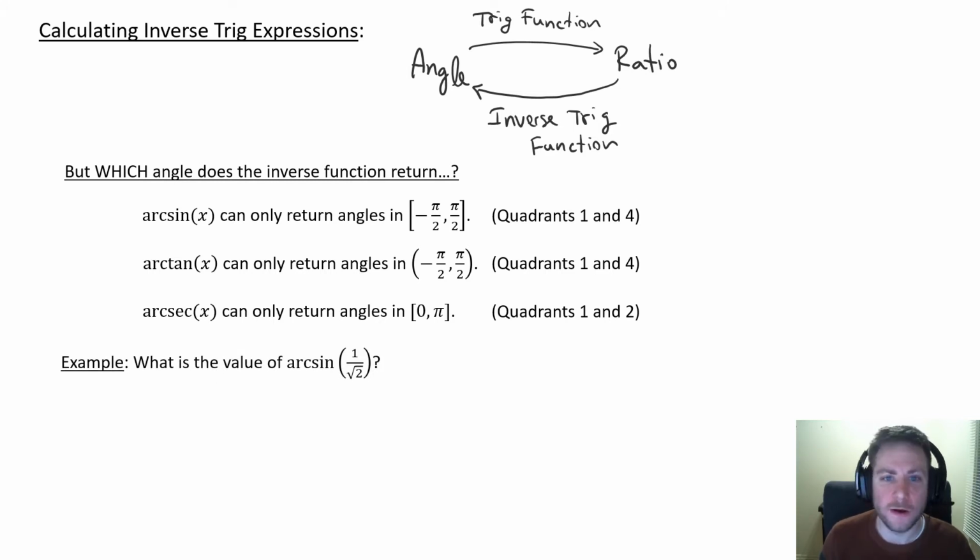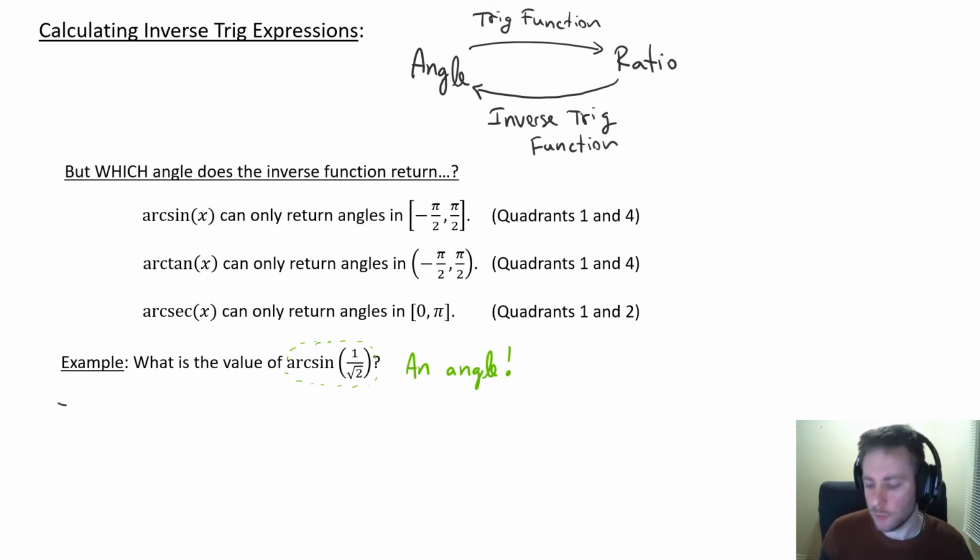Find the value of arcsine of 1 over root 2. When it comes to these types of problems, I like to start by clearly identifying whether what I'm looking for is a ratio or an angle. But we know that inverse trig functions always return angles, so that's the type of answer we should be looking for here.